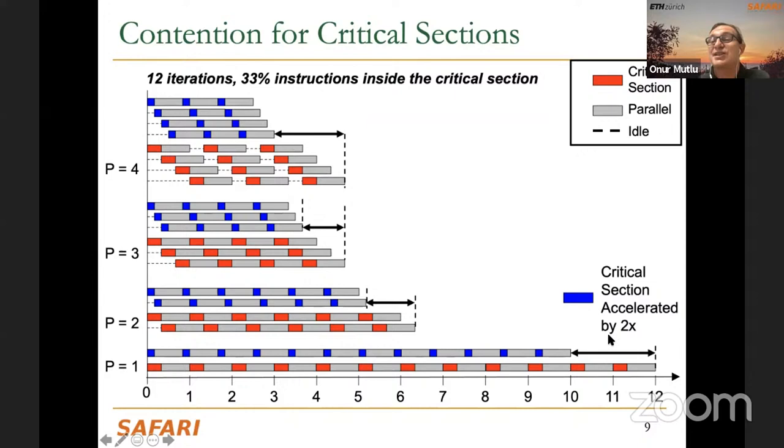Now performance saturates at a higher number of threads than three. Probably it's five or something like that over here. You can do the calculation actually. If given these numbers, you can do the calculation. I believe it's six in this case.